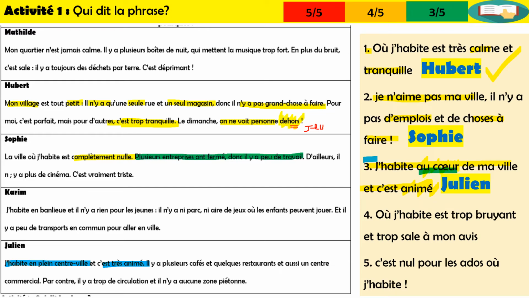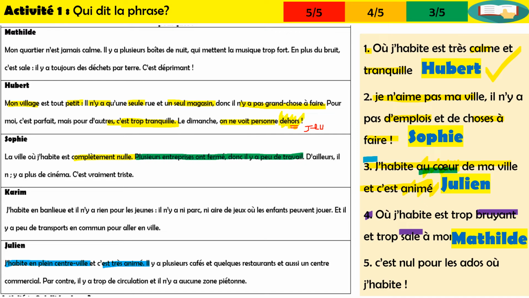Alors, numéro 4 says, où j'habite est trop bruyant et trop sale, à mon avis. Alright, so two things. We need it to be noisy, bruyant, and sale, dirty. So who talks about litter? Who talks about pollution or too many cars? La personne, c'est Mathilde. Voilà, here we go.